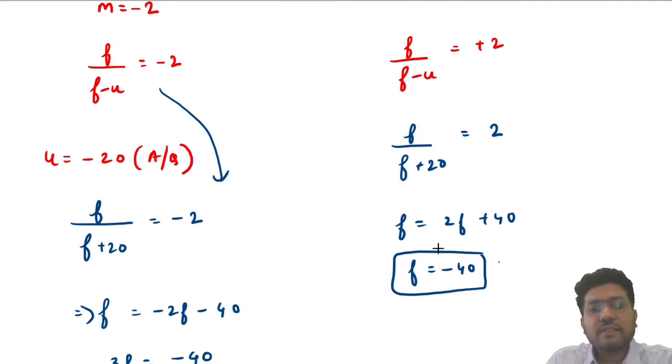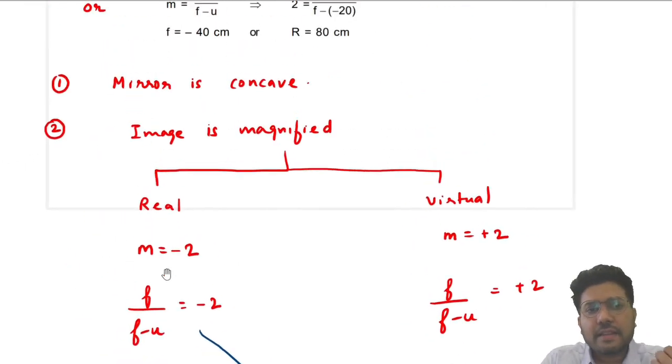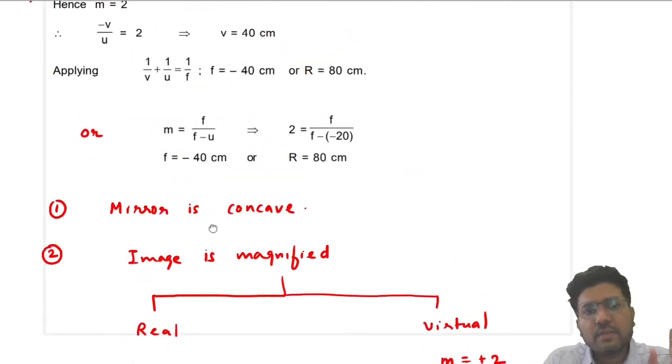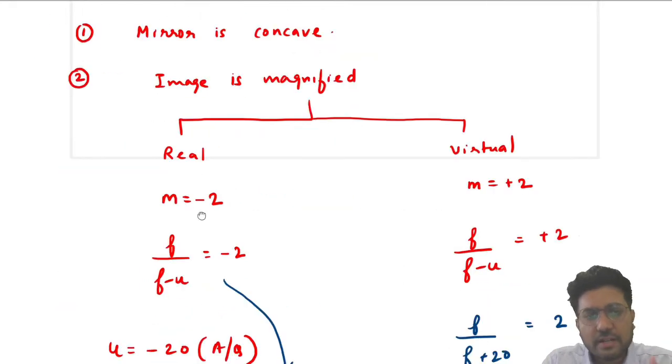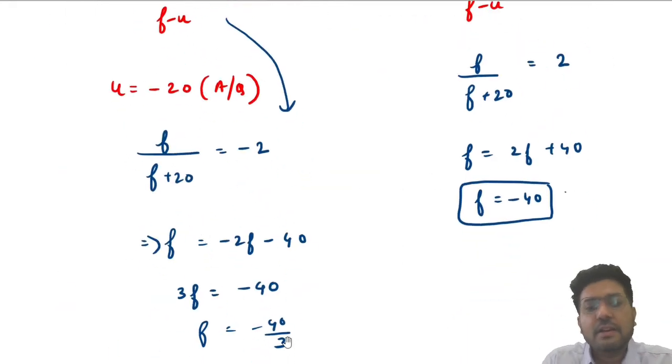But if they tell you in general that the image is magnified, then you will do two cases there, and if more than one option can be correct in the question, then you will say the answer is either minus 40 by 3 or minus 40. In both cases the image will be 2 times magnified.